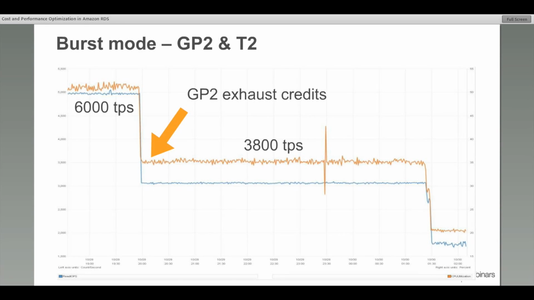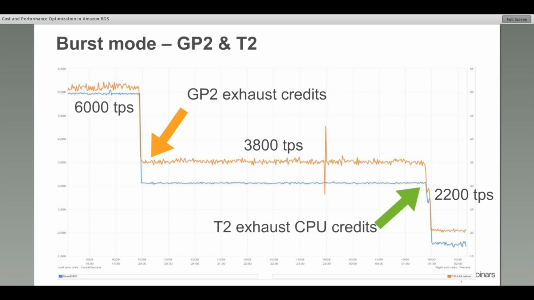I'm then down to 3,800 transactions per second because I'm at the baseline of my I/O throughput. And then once the CPU credits are exhausted, I see a small decrease in the transactions per second down to 2,200, which will then be my baseline. I combine the expiration of both my CPU and my storage credits.